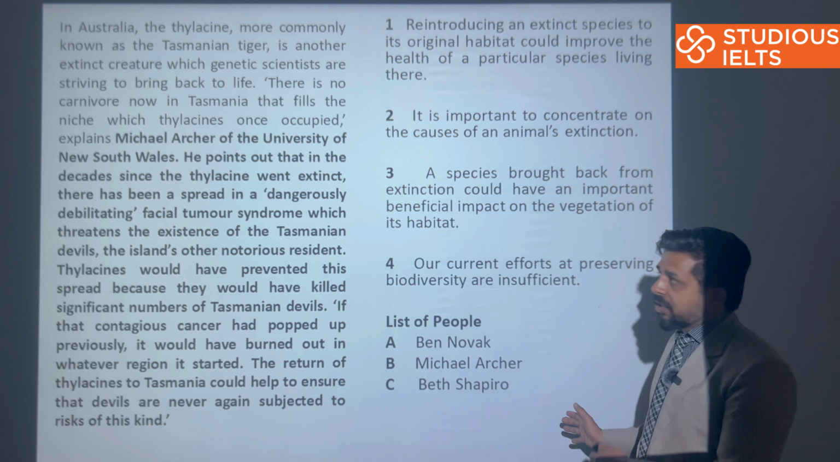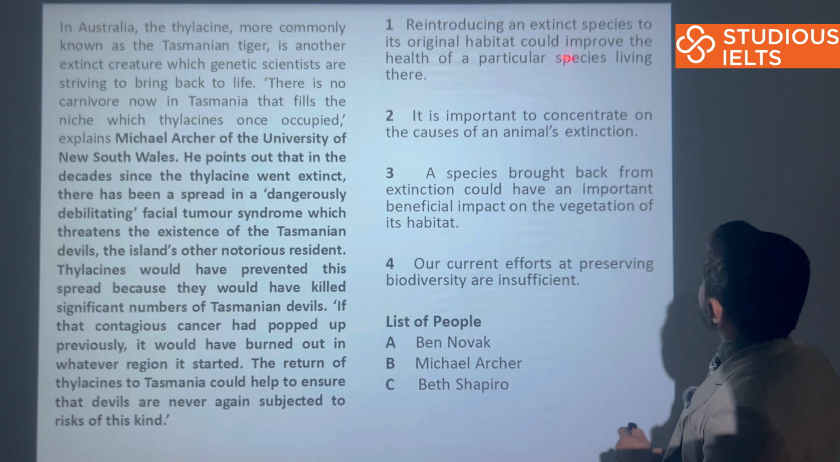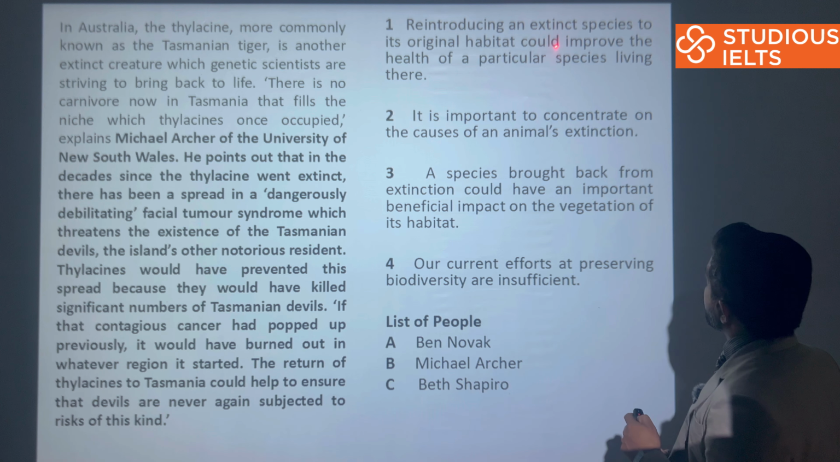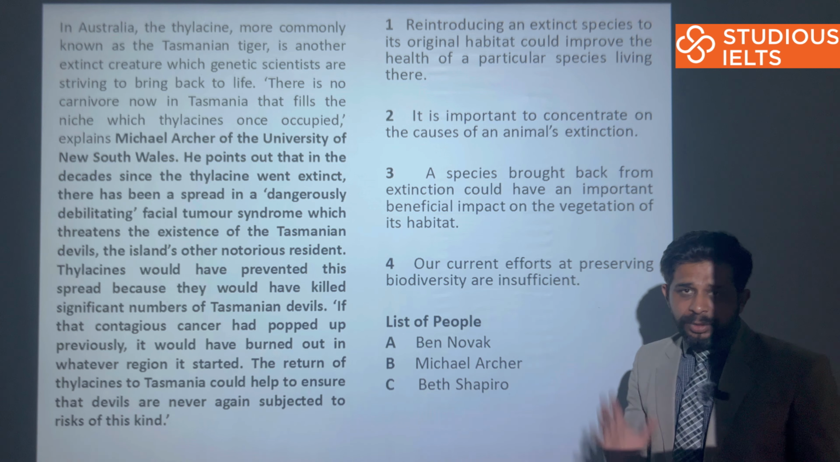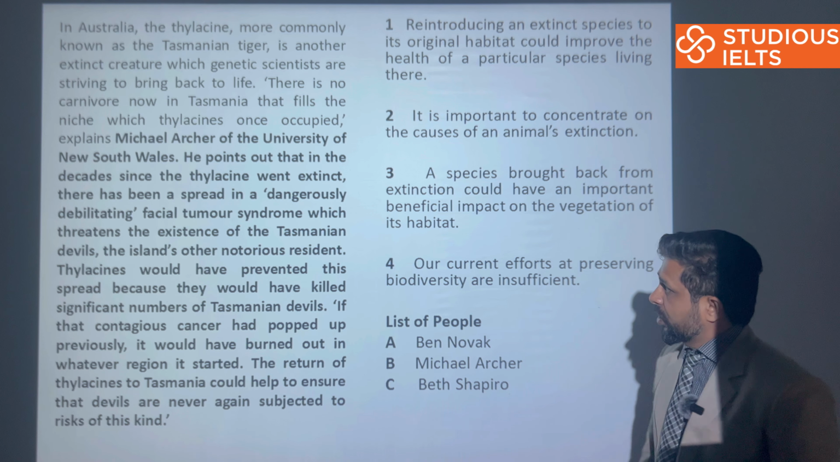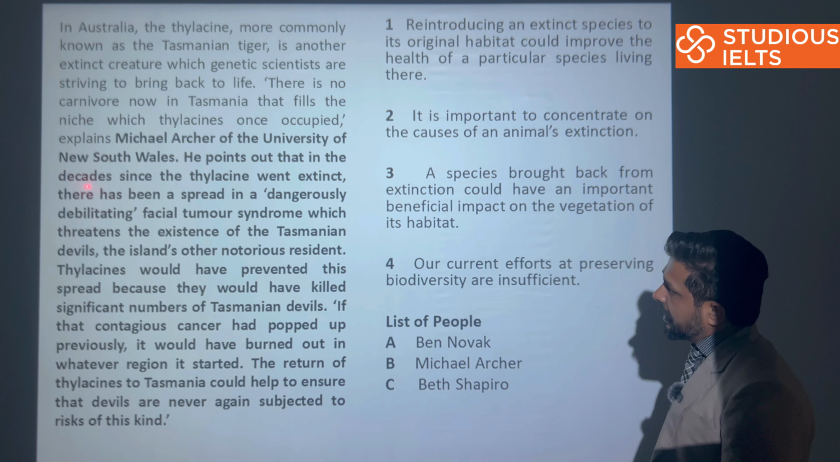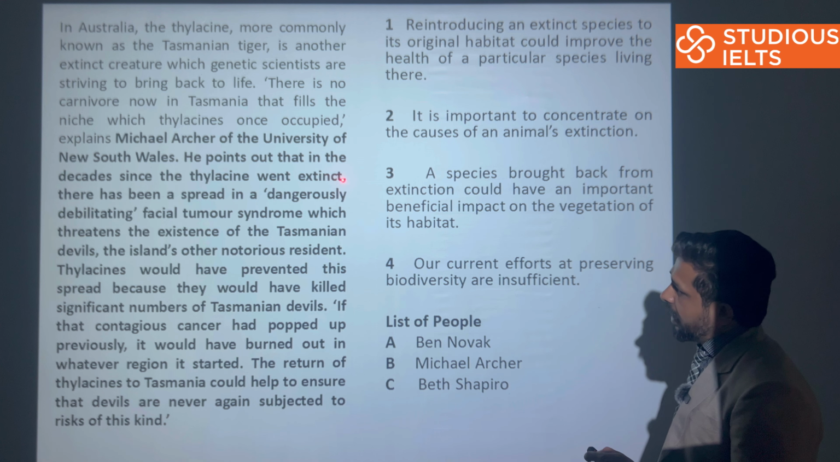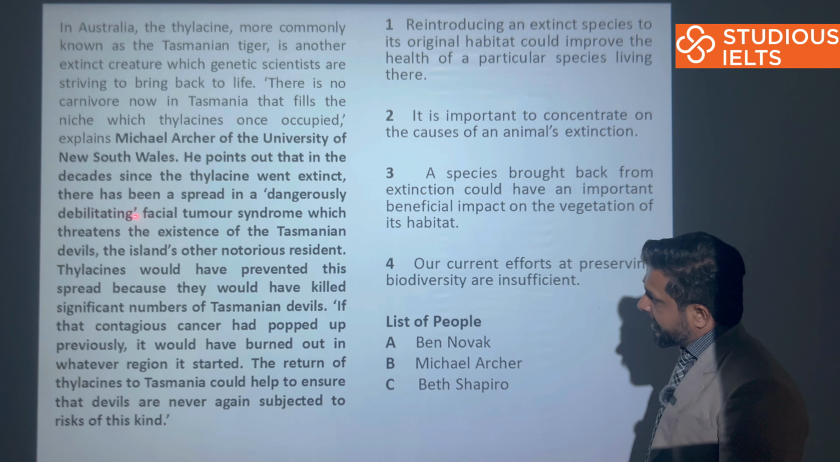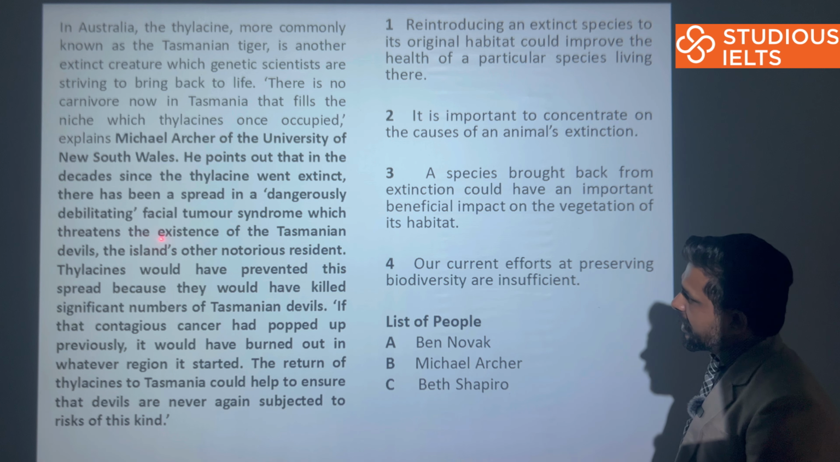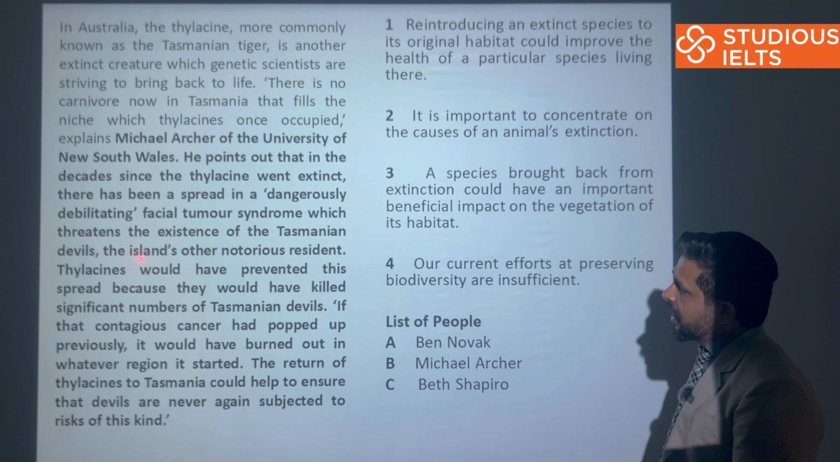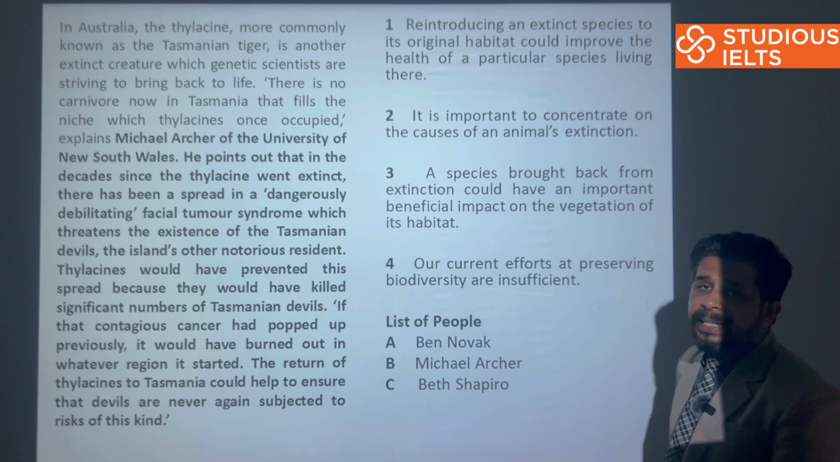So the question is, first of all: introducing an extinct species to its original habitat could improve the health of a particular species living there. Does it match with it? Let's try to make a connection. Michael Archer of the University of New South Wales, his statements are, he points out that in the decades since the thylacine went extinct, there has been a spread of a dangerously debilitating facial tumor syndrome which threatens the existence of the Tasmanian devils, the island's other notorious resident.